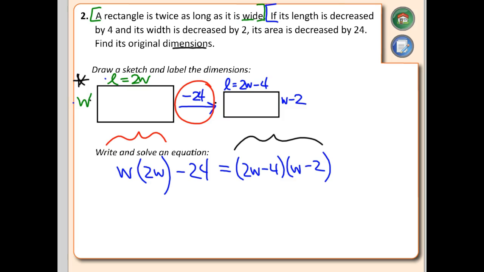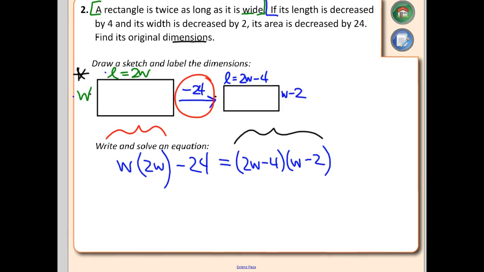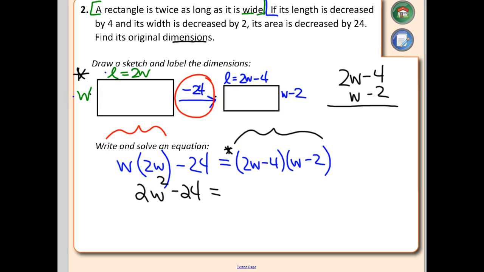Okay, so what do you think we need to do next? Yeah, we've got some multiplication to take care of. So if I go and take care of the multiplication, let's see what happens. We've got W times 2W, which is 2W squared minus 24. Now, over here, are you going to use the distributive method to multiply these guys? Or are you going to use vertical? I'll use vertical this time because I've got a little bit of room right here. We've got 2W minus 4 times W minus 2. Remember how we did this a couple days ago?